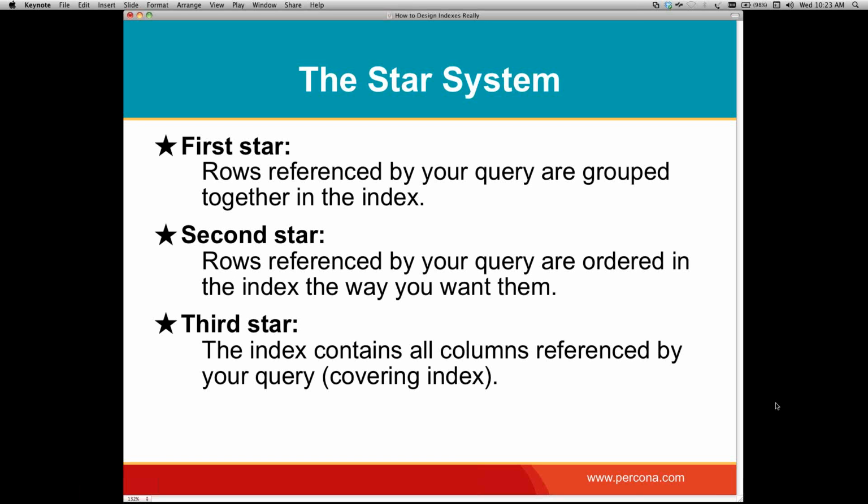The second star is to help me get my query results back in the sort order that I want it in. So given that I've found the rows that match my query criteria, I may want to also order them. And an index that helps you do that earns the second star. The third star is also called a covering index. Some people call this an index-only query. This is earned by an index that allows all columns referenced by the query to be retrieved from the index itself.